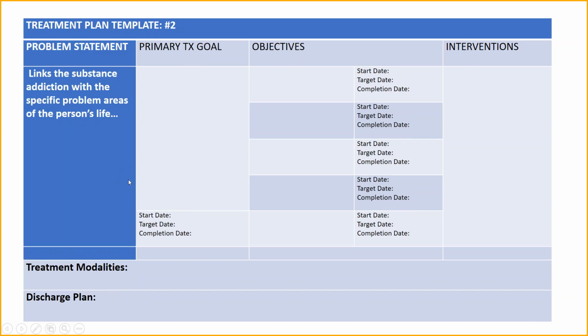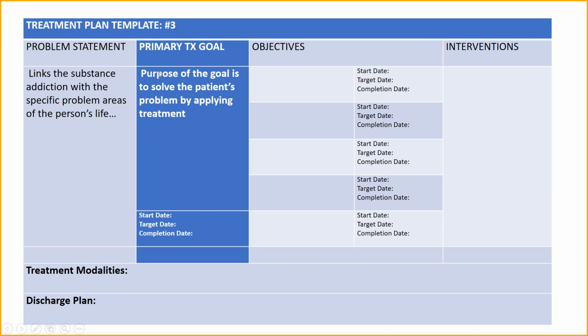The problem statement links the substance use addiction with the person's problems, their life problem areas. So we all know that they're entering treatment because of a substance use disorder. That's already understood, but how does that disorder affect this person's life? The primary treatment goal is to solve the problems that are delineated here on the problem statement.